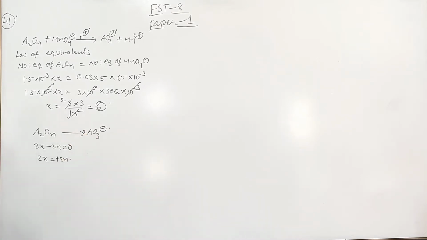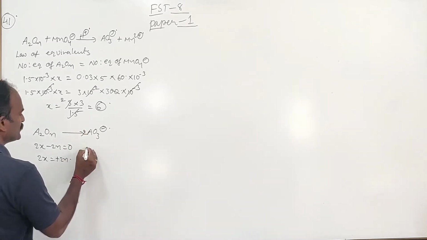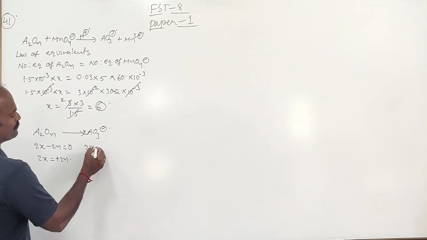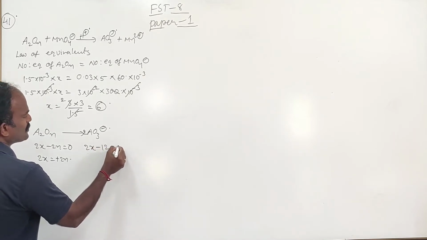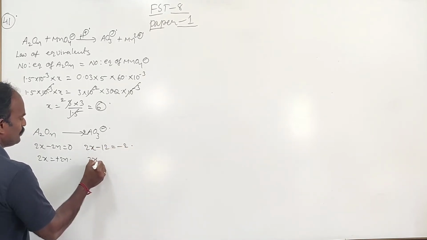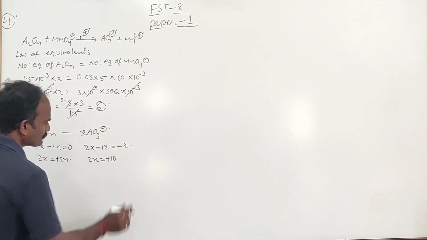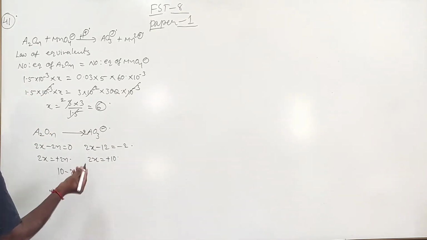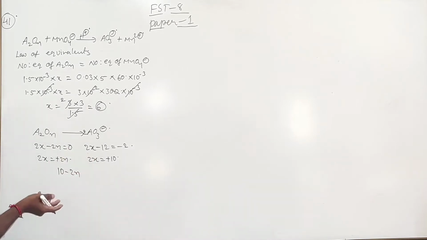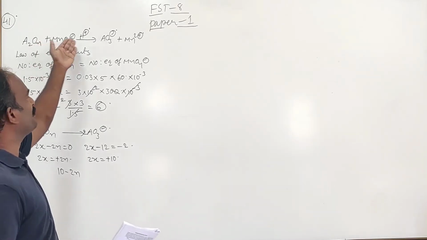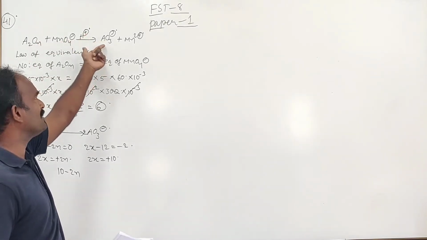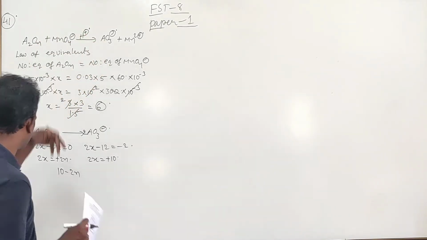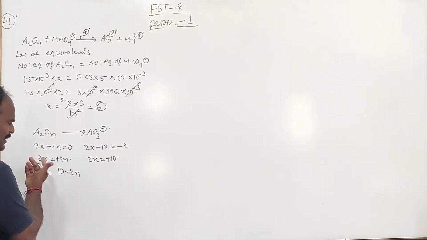Here also we have to put 2, that story we know. 2x minus 12 is equal to minus 2, so 2x is equal to plus 10. Now it is going to be 10 minus 2n modulus, of course, because whichever is greater we don't know. Moreover, they have clearly mentioned this is undergoing reduction, so obviously it will undergo oxidation, it should have the greater oxidation state. That's why I have taken 10 minus 2n.